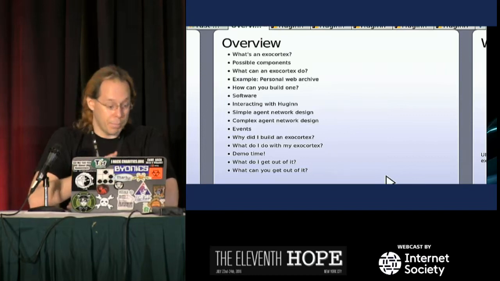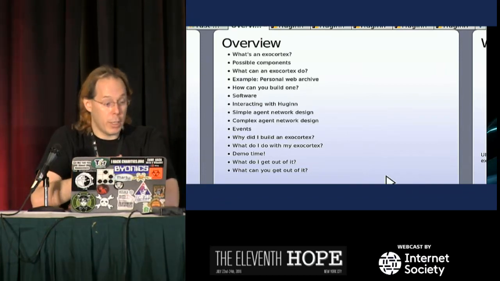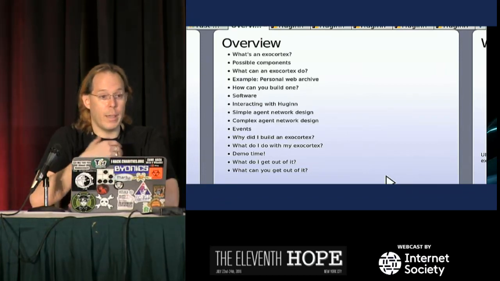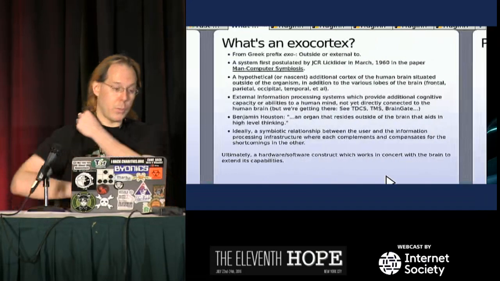The framework is called Huginn. I'm going to show a simple agent network and a complex agent network. I'm going to show what the events that comprise the information inside the framework look like. Then I'm going to talk about the soft stuff, which is why I built an exocortex and what I do with it. I'm going to show a few of the agent networks that I use. Then I'm going to talk about what I get out of it and what you guys can get out of it. So let's move on.